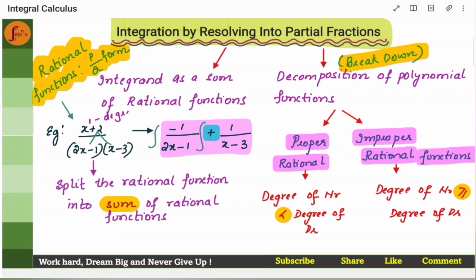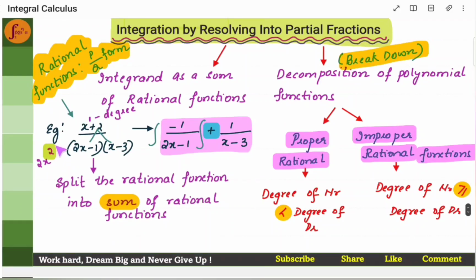Now look at the degree of the denominator. Here you'll have to multiply, that is, expand this. Once I multiply, I'll get 2x into x, which is 2x square. Now notice what the degree is. Degree is the highest power, so 2 is the highest power for the denominator function. For the numerator it is 1, and for the denominator it is 2. The degree in the numerator is less than the degree in the denominator. So this is a proper rational fraction.